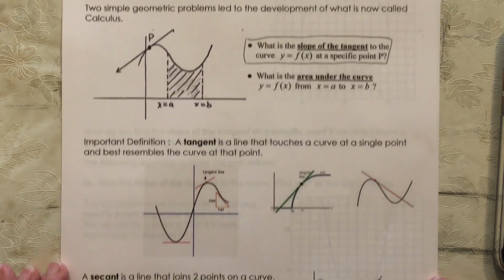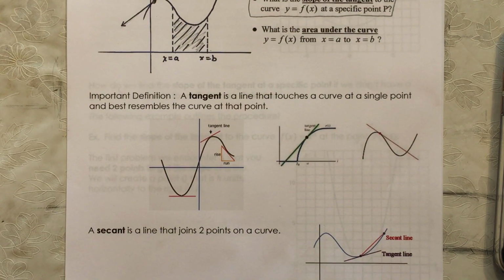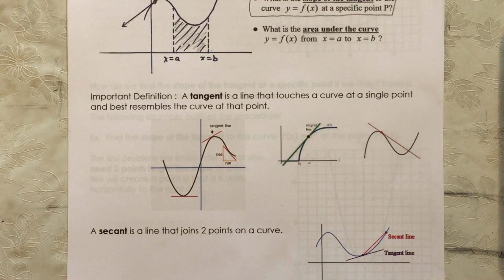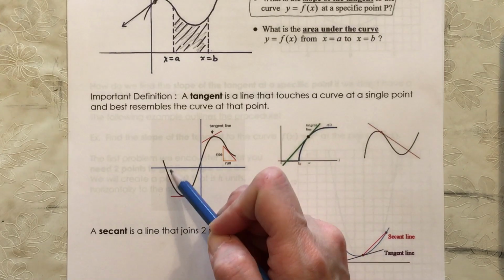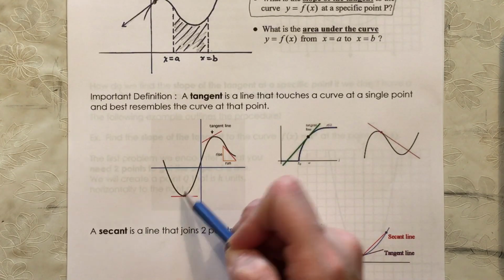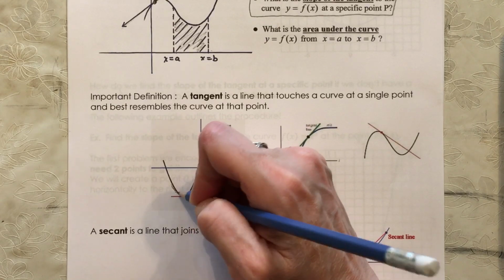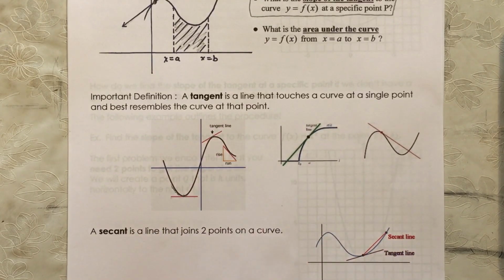So starting off then with an important definition. A tangent is a line that touches a curve at a single point and best resembles the curve at that point. I took some pictures from what I found when I Googled tangent. We can see here we're at a minimum, and the tangents would be getting smaller and smaller until horizontal, and then after that they'd be getting larger.